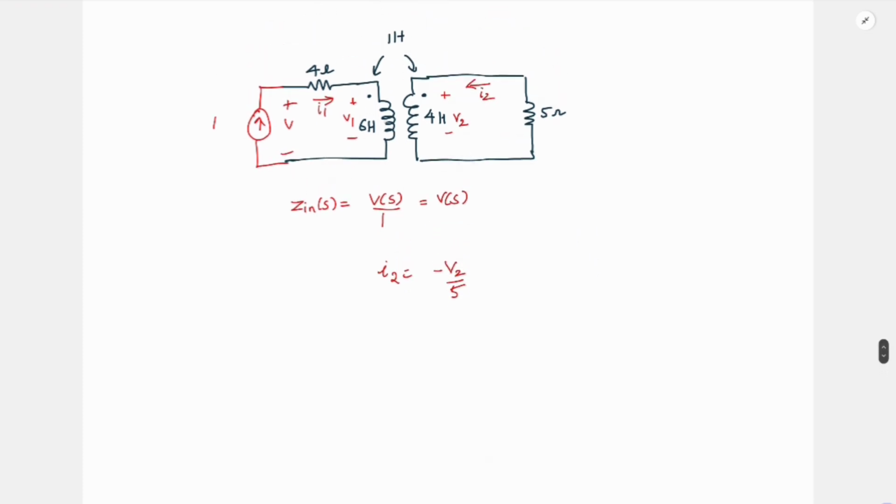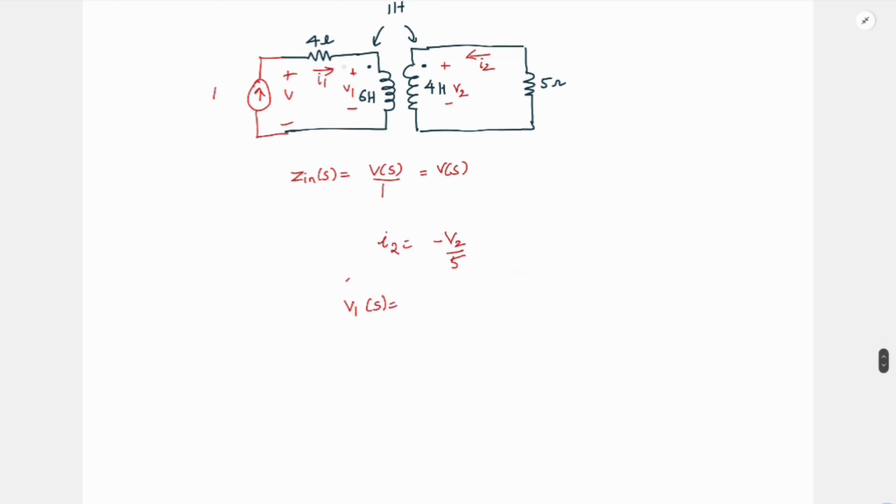Can we try to write the equation relating V1, I1, I2 and M? V1 of S is equal to, first, the self inductance term, SL1 I1 of S, and since it is positively coupled, plus SM I2. SL1 is 6S, I1 is 1, plus S into M, which is also 1, into I2, and I2 is minus V2 by 5. So it is minus S into V2 of S by 5. Now we need to find V2 and substitute it here.